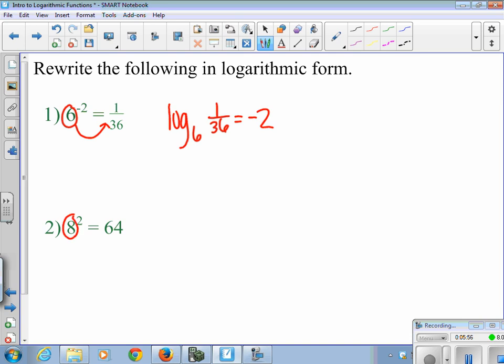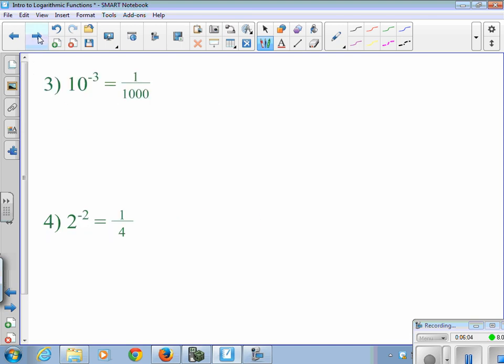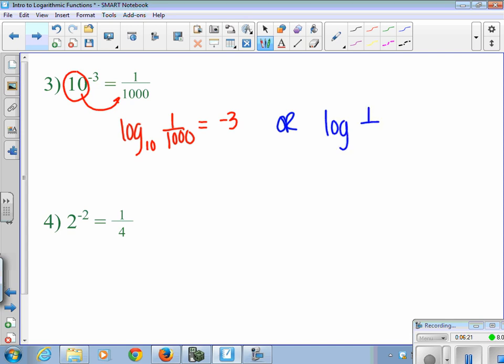All right, same thing here. I'm going to shell snail. So this is log base 8 of 64 equals 2. All right, number 3. I'm going to shell snail. So this would be log base 10 of 1 over 1,000 equals negative 3. Now, the way that I would probably see that written most of the time is without that base 10, since it's understood to be 10 if I have no base. So this is probably how I would see it written in the blue.